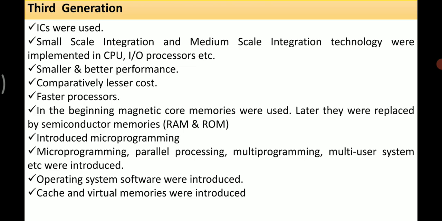Microprogramming was introduced. There were other things like parallel processing, multiprogramming, and multi-user systems. Parallel processing is used for pipelining or multiprocessor systems. A multi-user system is a time shared concept, that is, many users can use the system. So all these new concepts were introduced.